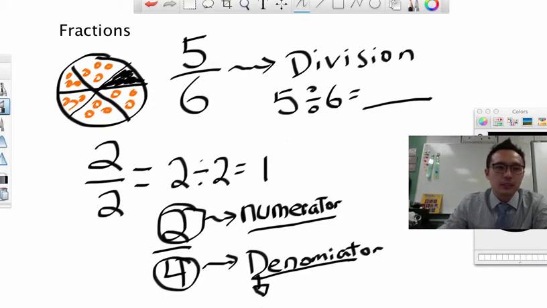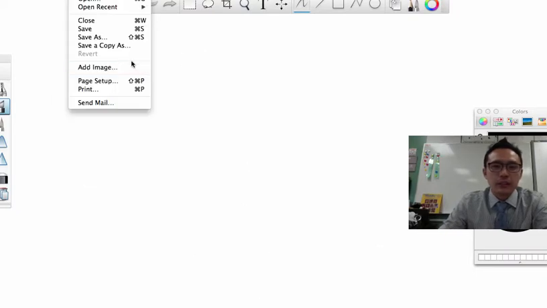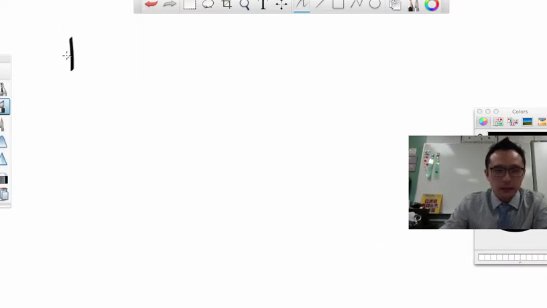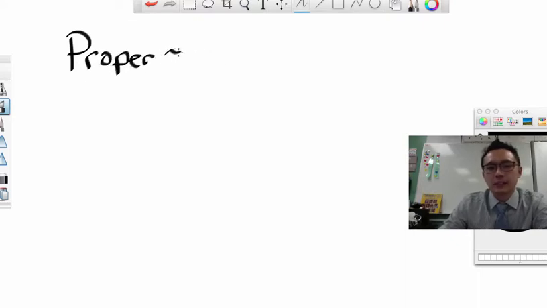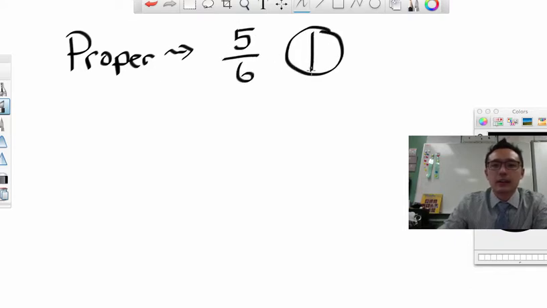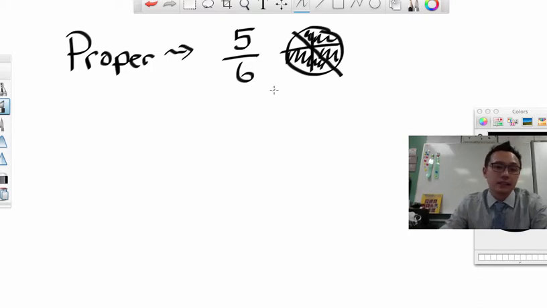There are a couple ways to express fractions. One way that we have seen before is your proper fractions. Basically, you have something like this. That's exactly what we did: 5 pieces out of the 6. You shade in your 5 pieces. That's 5 out of 6 pieces.